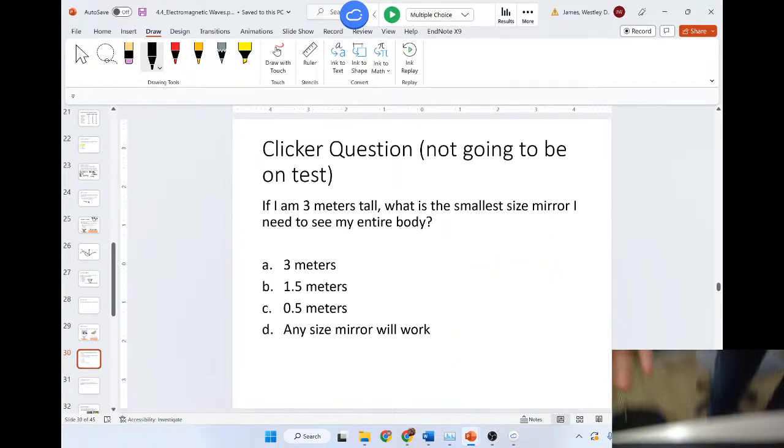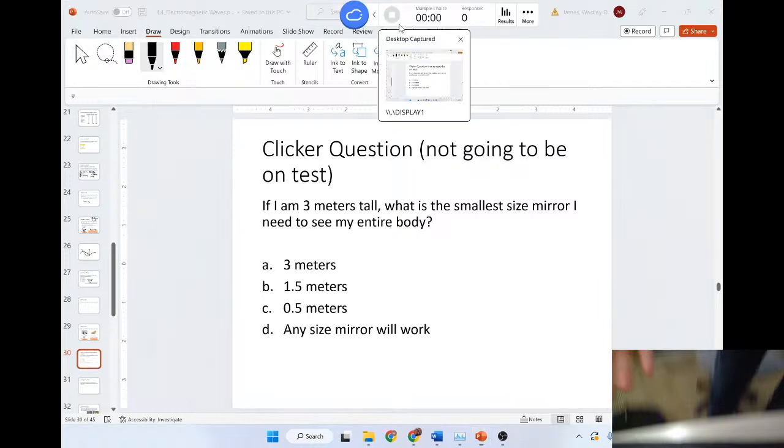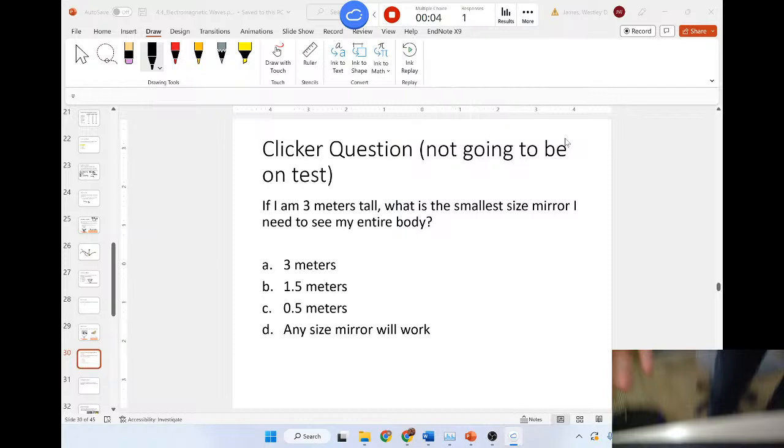All right, great. This is a fun question. This one requires some thought. Not going to be on the test, so don't worry about this. But it's a fun question. It's worth talking about. It's worth the time. If I'm 3 meters tall, what is the smallest size mirror I need to see my entire body? Is it a full-size mirror the size of your entire body? Is it a mirror that's half the size of your body? Is it a mirror that's 1/6 the size of your body? Or will any size mirror work?